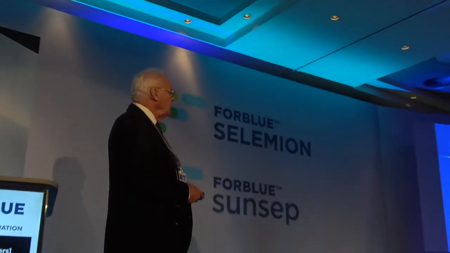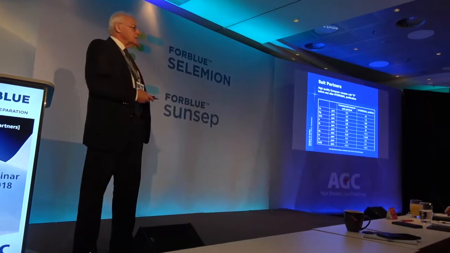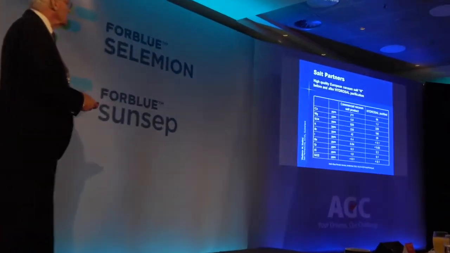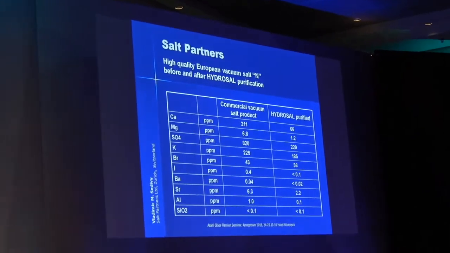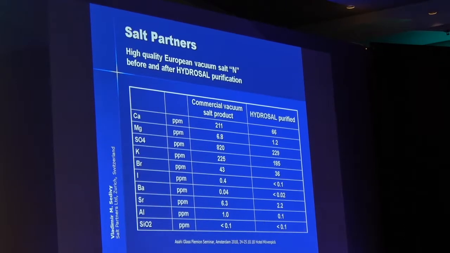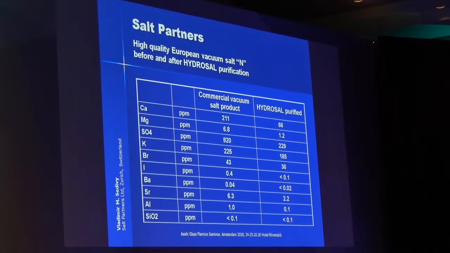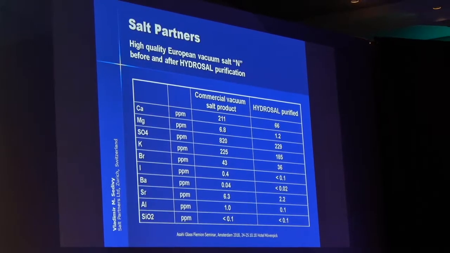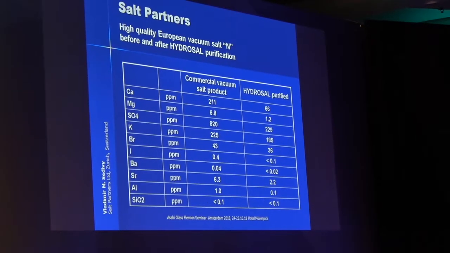We have even other vacuum salts that have 211 ppm of calcium, and out of that 66 is inside the salt crystals. We have 800 ppm of sulfate, and we have still 220 ppm of sulfate embedded in the salt crystals. So, if somebody says vacuum salt, then it does not mean that that salt is very pure.